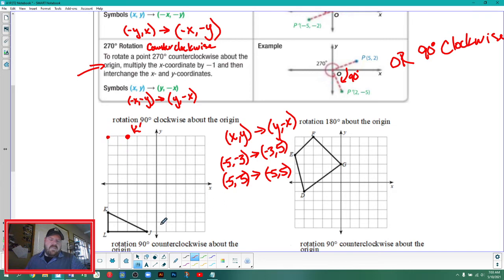That's right there. And then this J at negative 1, negative 5 will turn into negative 5, positive 1. So that was L prime. And then right there is J prime.